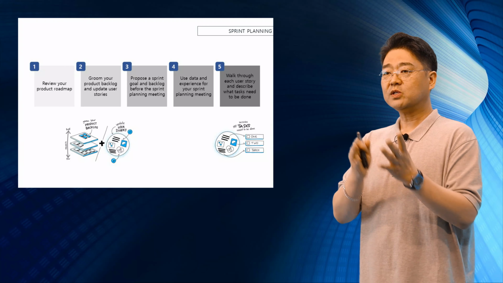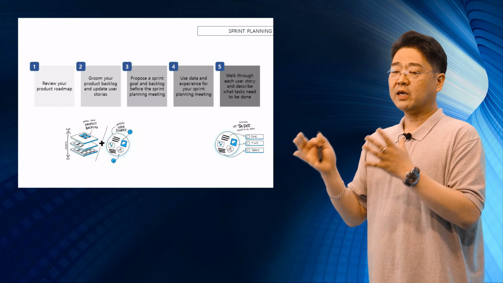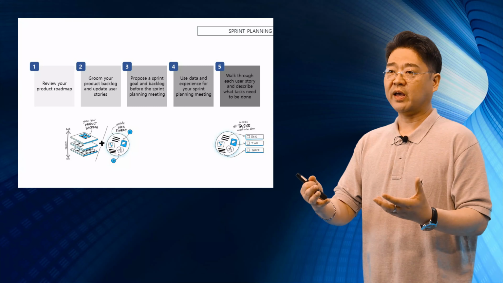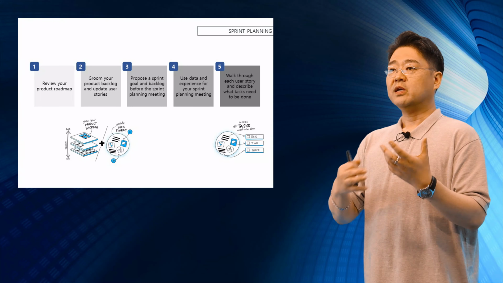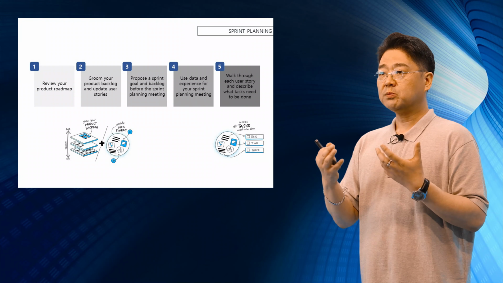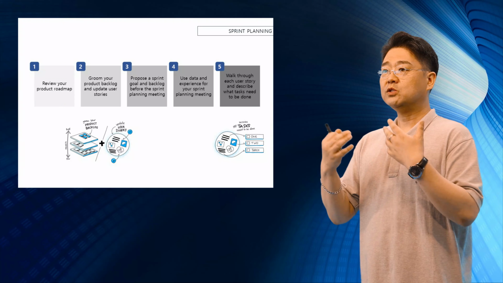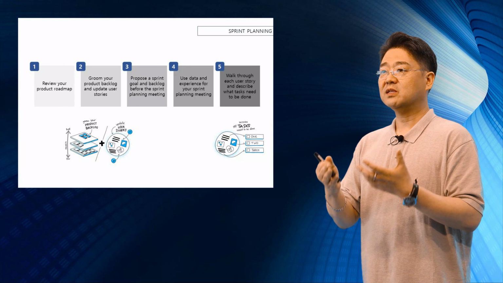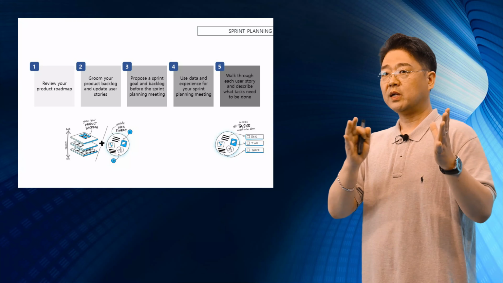That means all the team members and product owners come in knowing what they are getting into. Then use data and experience for your sprint planning meeting and walk through each user story and describe what tasks need to be done. Okay, so I'll say this again.